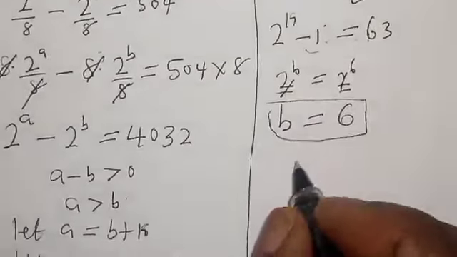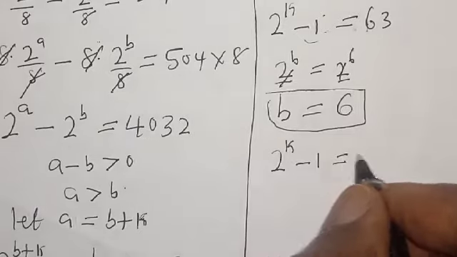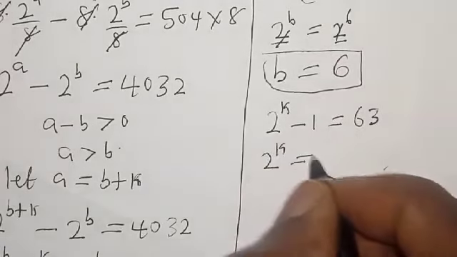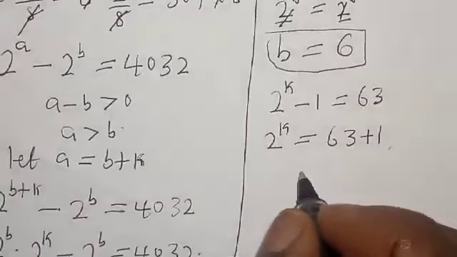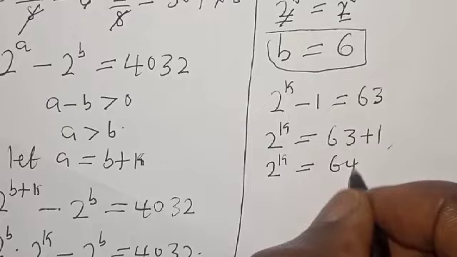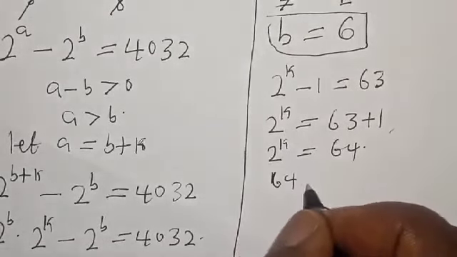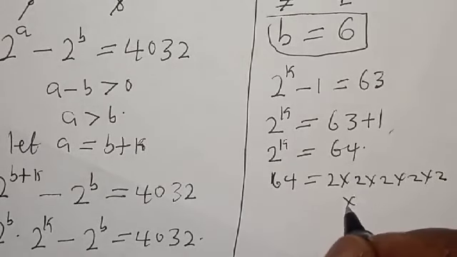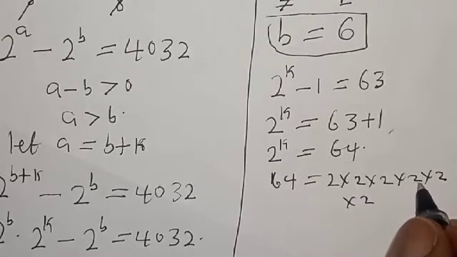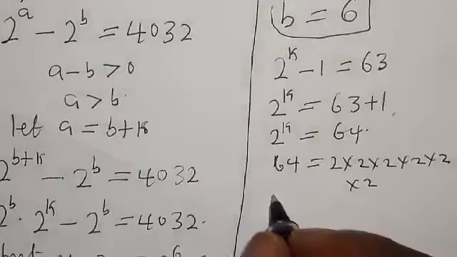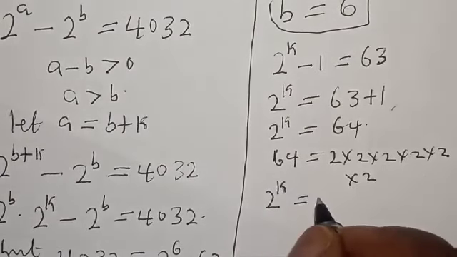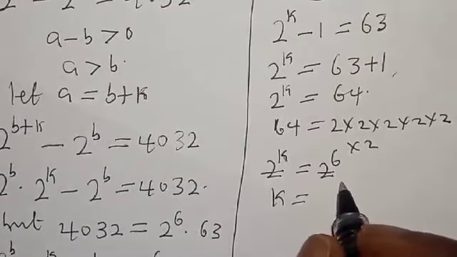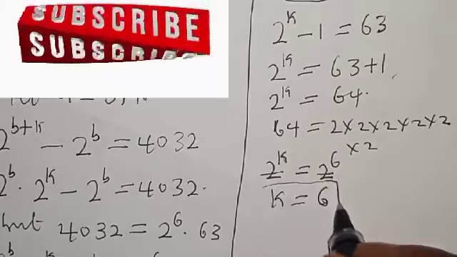Also from here, we have 2 raised to the power k minus 1 equal to 63. Therefore, we have 2 raised to the power k equal to 63 plus 1. Then 2 raised to the power k equal to 64. But 64 can be expressed as 2 times 2 times 2 times 2 times 2 times 2: 2 times 2, 4; 4 times 2, 8; 8 times 2, 16; 16 times 2, 32; 32 times 2, that is 64. Therefore, we have 2 raised to the power k equal to 2 raised to the power 6. They have the same base. Our k equal to what? 6. We've also gotten the value of k to be 6.